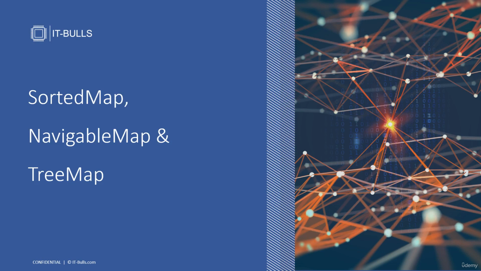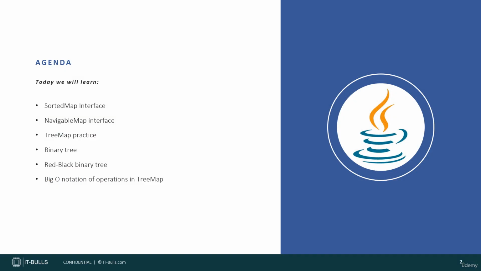Hello dear students, in this lesson we are going to learn another implementation of the Map interface, that is TreeMap. We are going to learn in detail such interfaces as SortedMap and NavigableMap. This would help us a lot in understanding TreeMap behavior. At the end of the lesson we'll have practice with TreeMap, and I'll show you how you can use this map with keys that implement the Comparable interface and with keys that don't implement the Comparable interface.